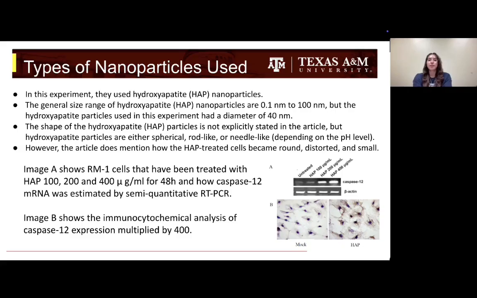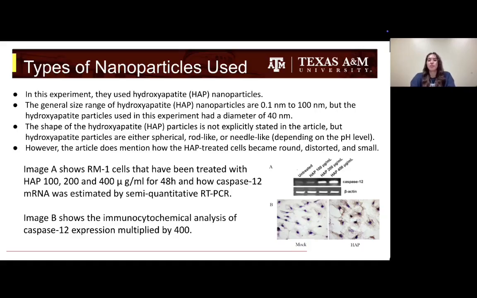The type of nanoparticles used in this experiment were hydroxyapatite, or HAP, nanoparticles. The general size range of these particles is from 0.1 nm to 100 nm, but the experiment specifically used nanoparticles that had a diameter of 40 nm. The shape of these nanoparticles wasn't explicitly stated in the article, but they are typically either spherical, rod-like, or needle-like, and this depends on the pH level. However, the article does mention that the HAP treated cells became round, distorted, and small as well.